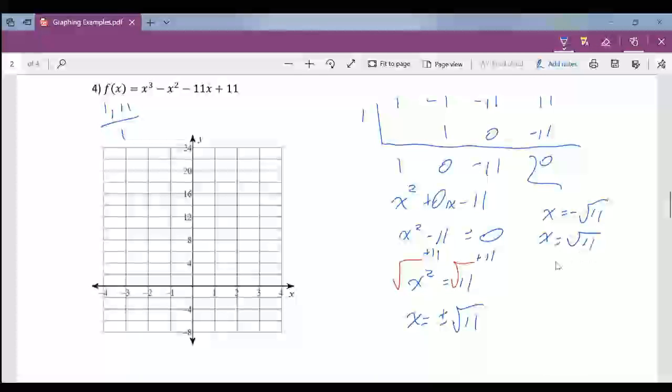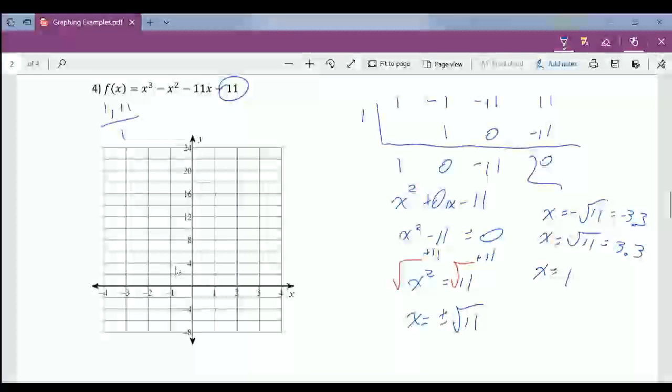So every single one of the roots, okay, x equals negative square root 11, x equals positive square root 11, and x equals 1. They all happen exactly one time. Okay, now you can just type in your calculator to see what these numbers are. They're going to be about 3.3 and negative 3.3.